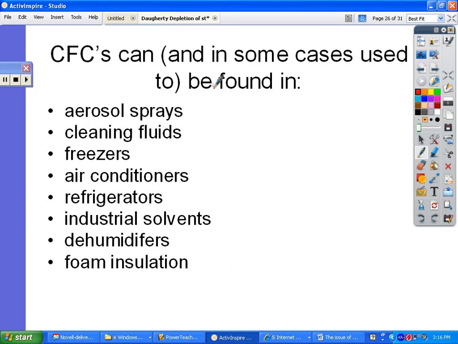Okay, so what can we find CFCs in? I've talked about this a little bit. Aerosol sprays, although we have not seen them in aerosol cans since the 1970s in our country. That is no longer, but we used to see it especially in spray cans. Certain kinds of cleaning fluids, freezers and refrigerators have CFCs, air conditioning units, industrial solvents, dehumidifiers, and then foam insulation. And again, a lot of this foam insulation needs a propellant to spray it, like in your house if you have had new construction and you see them spray that foam. It's probably the propellant.